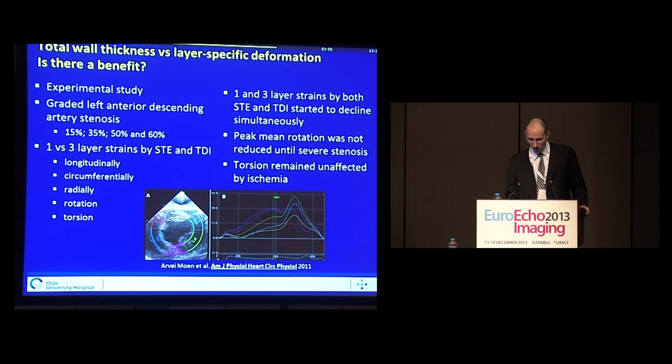And they concluded that 1- and 3-layer strains, both by speckle tracking and tissue Doppler imaging, started to decline simultaneously. So endocardial strain didn't start to decline before the standard transmural strain. In addition, they found that peak mean rotation was not reduced until severe stenosis, and torsion remained unaffected by ischemia.